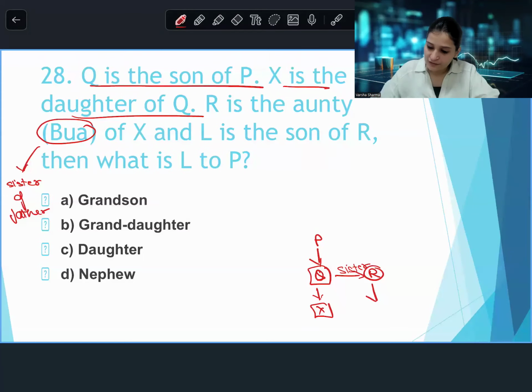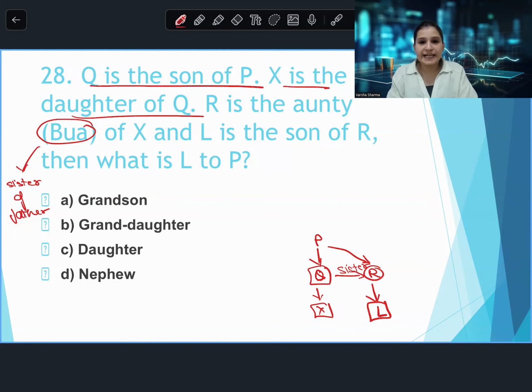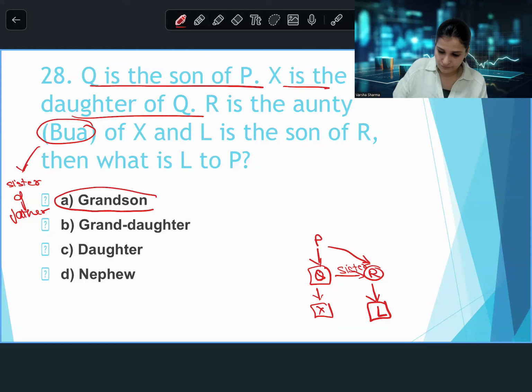L is the son of R. Then what is L to P? See, P is either the father or mother of Q. With R, P will be either the father of R or the mother of R. And L is the son of R. So L will be the grandson of P. Yes, ma'am. L is the grandson of P.